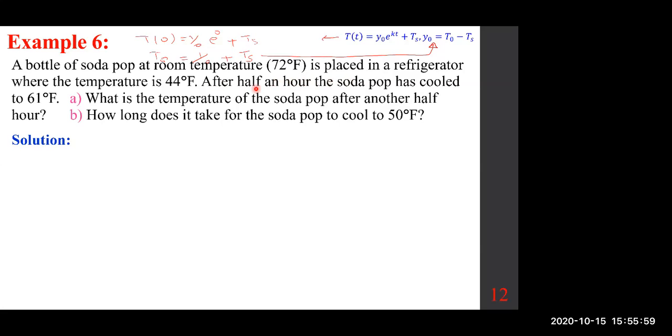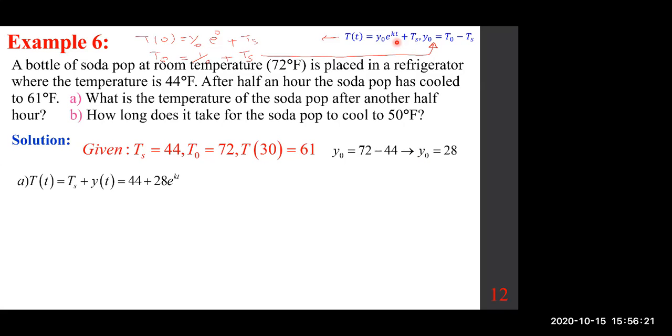So let's write all of this. T sub s is given. T sub 0 is given. T of 30 is given. And we just said their difference, 72 minus 44 equals 28, is y sub 0. So now let's write the formula one more time. T sub s, by the way, you put the T sub s first or at the end, it doesn't matter. 44, so remember, plus 28 e to the power of kt.